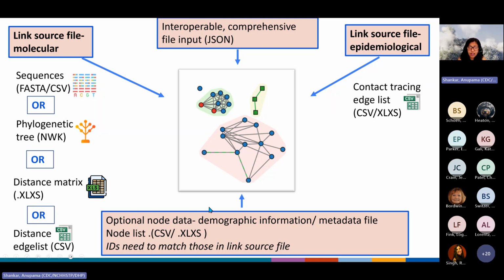Metadata is optional, but the richest networks come with rich metadata. You all know that the final product is only as good as the data you put into it. So if you have rich metadata with as much demographic information as possible about the sequences or the persons, that will really help the analysis. All of these will be in CSV or Excel formats.